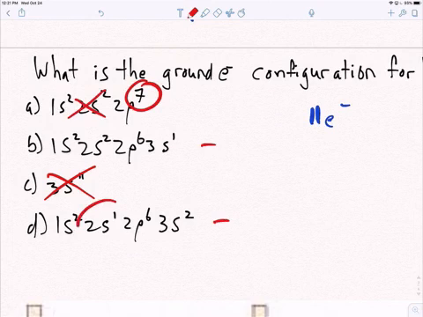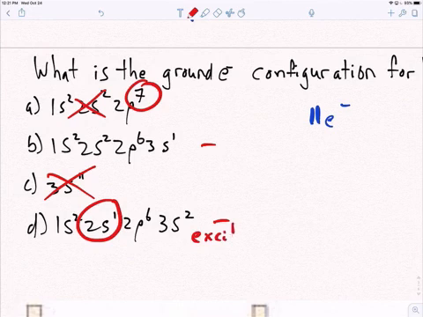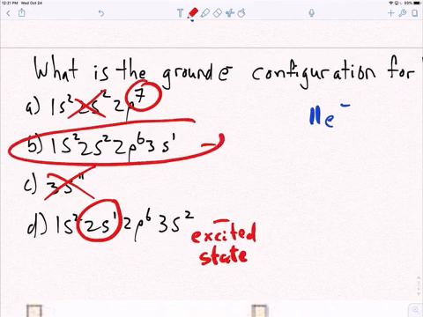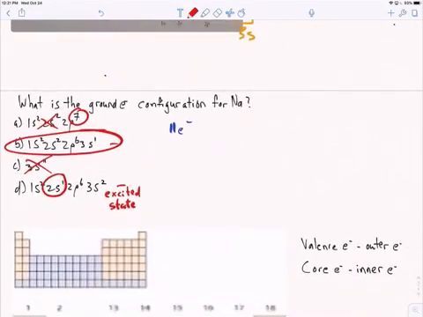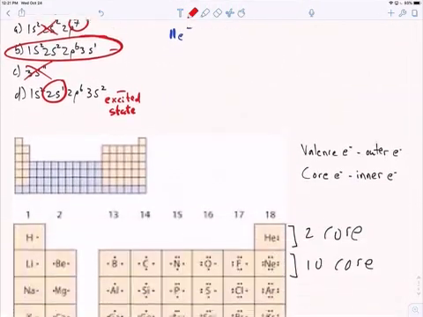And if you look here, there's 2s1 here. This is known as an excited state. That's possible, but that's higher in energy than this one. This one here is the lowest energy one. That's the ground state. So, questions with this? Okay. All right.